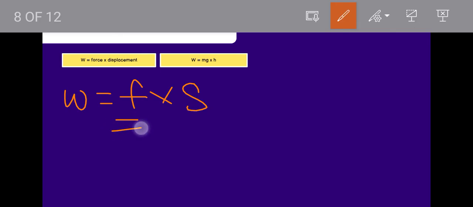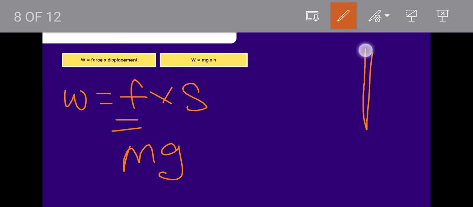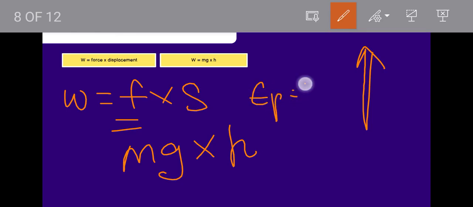So again, work is equal to force into displacement, and force I'll take mg. And when I am talking about potential energy, I'll talk about height. Why? Because it is the energy possessed by an object due to its position. So position means height, right? So I'll multiply mg by h. So I am getting the formula as potential energy is equal to mgh.